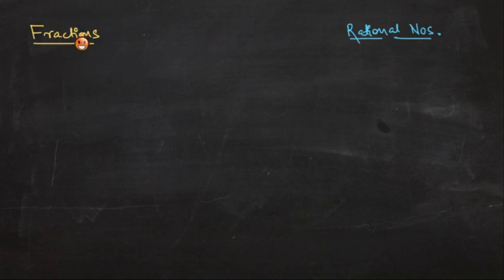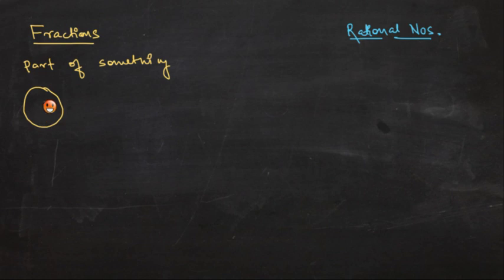So let's start with fractions. Ideally, in our day-to-day language, we use fractions to mean part of something. For example, let's say that I have a cake here and I divided this into two equal parts. Now, if I would choose half of it, just this portion, I can say that this part represents one part out of two parts. So this would be a fraction.